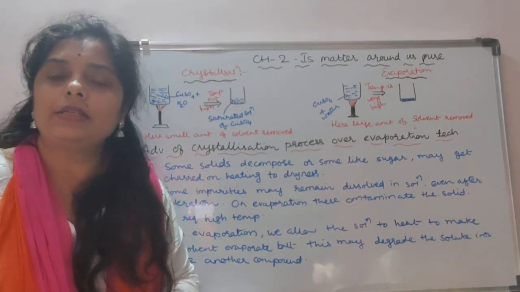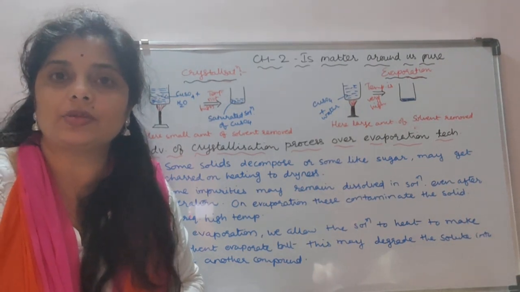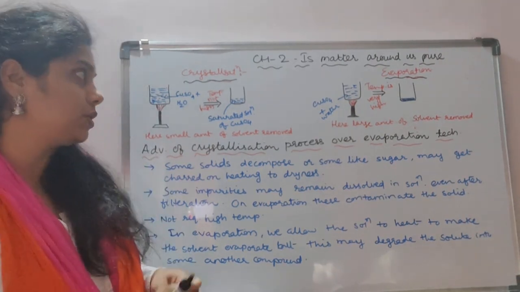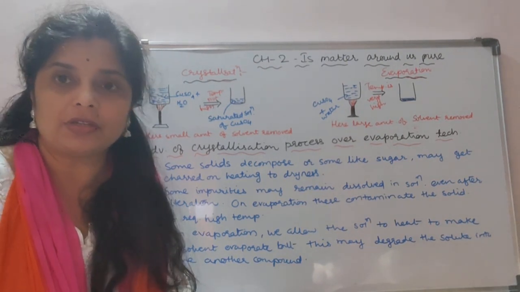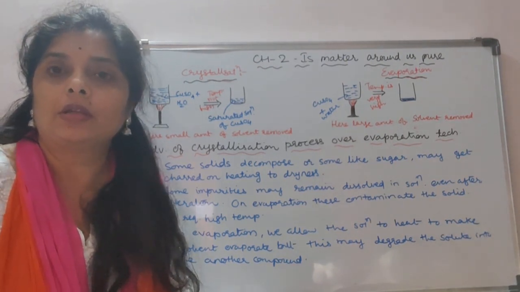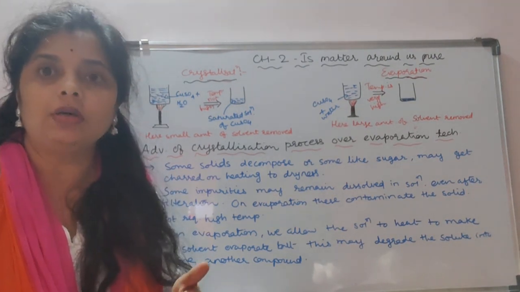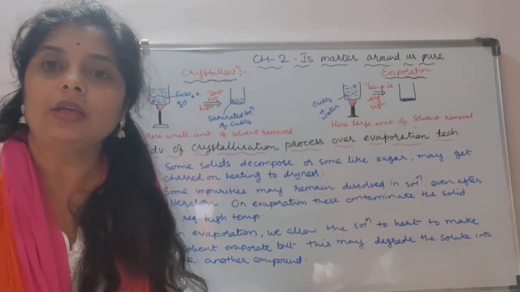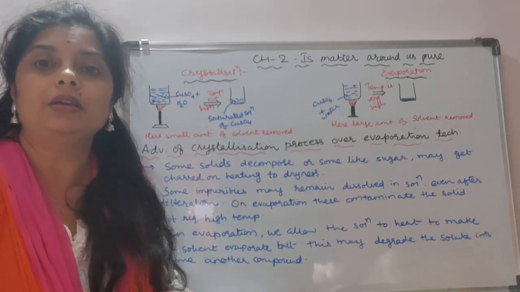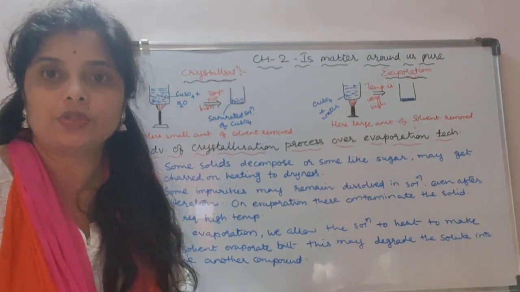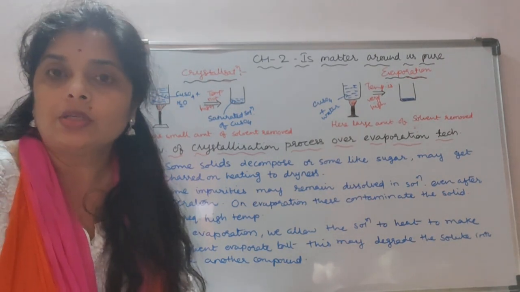Now let's see the difference between the crystallization process and the evaporation process. If we want to get pure copper sulfate, then we can perform both processes, crystallization and evaporation. But crystallization is better than evaporation. So what is the actual process we have to do to get pure CuSO4?